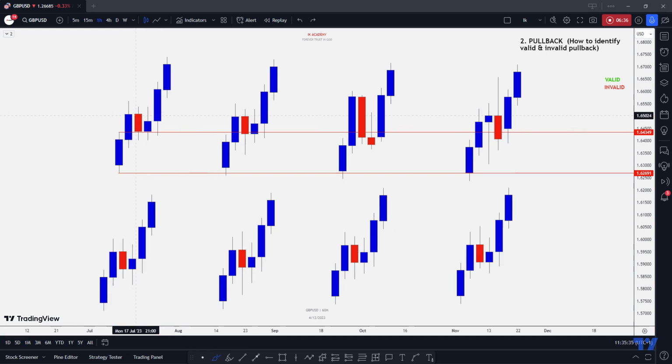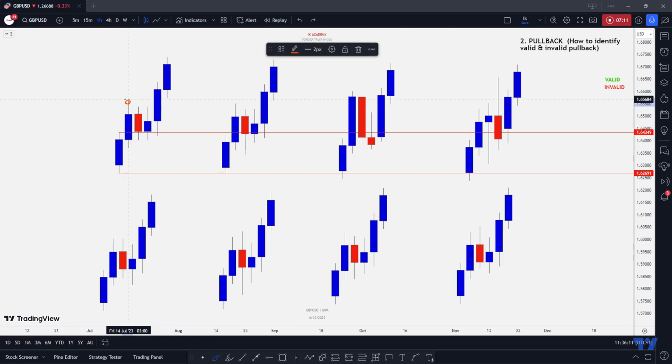The reason why it's not a valid pullback is because starting from this first candle, this was the highest point, and then this was the lowest point. For us to confirm that price did a pullback, we needed to see this next candle that was printed take out the low of this candle, either by wick or by body. As long as price did not take it out, there is no pullback.